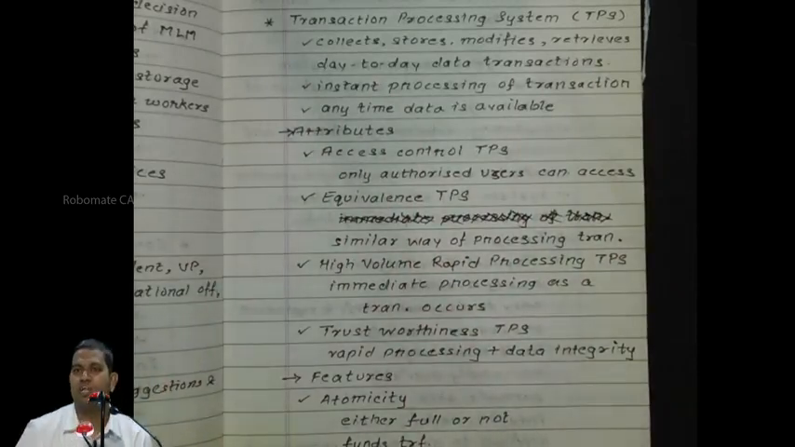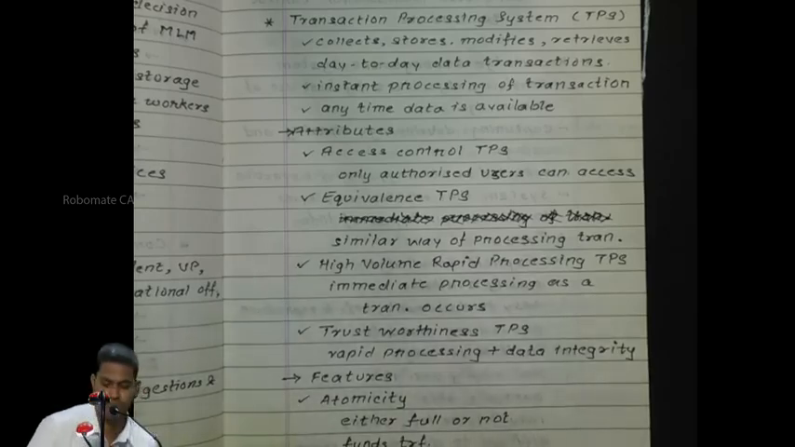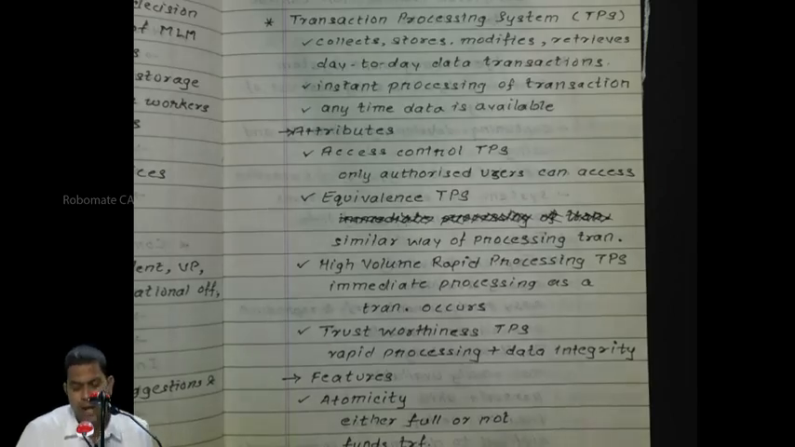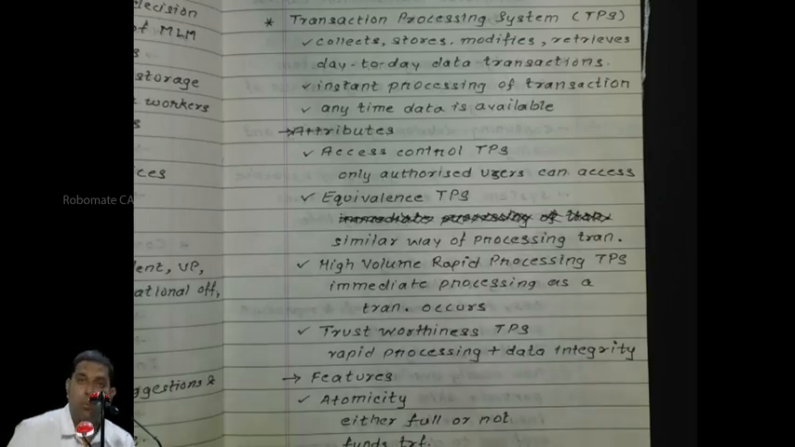Why? Because a transaction processing system will allow only those people to access who are authorized. Only people having authority will be allowed to access the data, the information, or to operate the system. Next is called equivalence. Equivalence means processing the data in a similar way. All the transactions of the same nature will be processed in the same manner only.